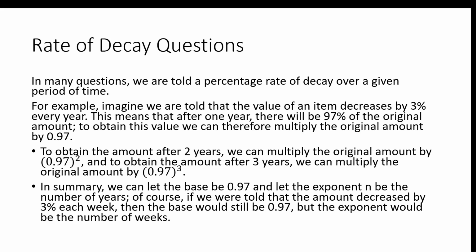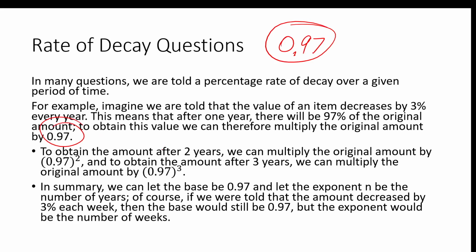So for example, imagine we're told that the value of an item decreases by 3% every year. That means that after 1 year, there would be 97% of the original amount. So if you were told that your bank account decreased by 3%, you would still have 97% of what you started with. In other words, you could take what you originally started with and multiply it by 0.97. Okay, and that's what we're saying here.